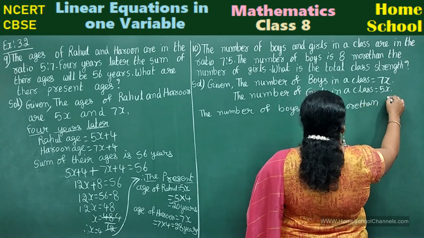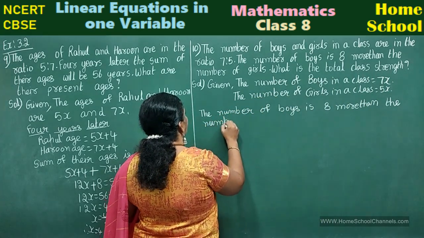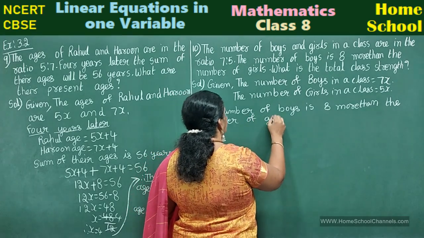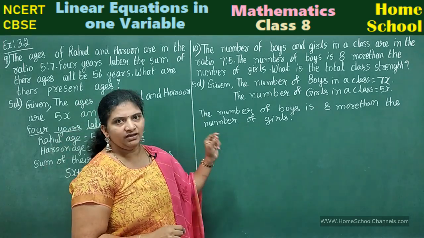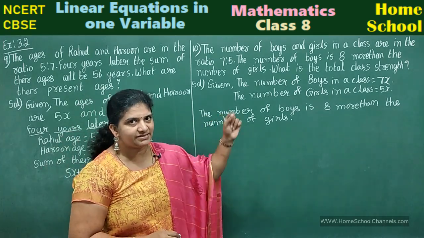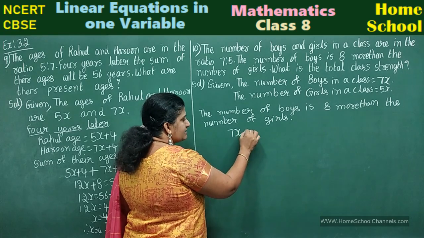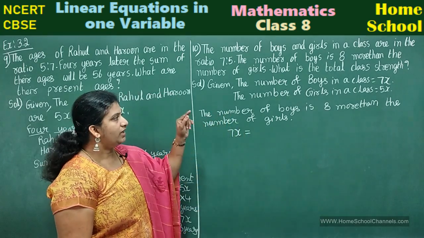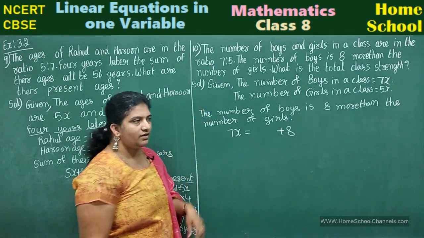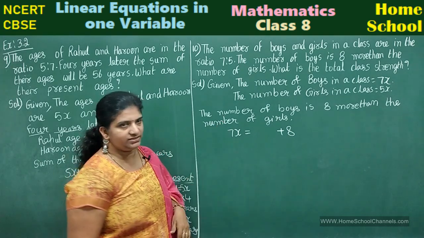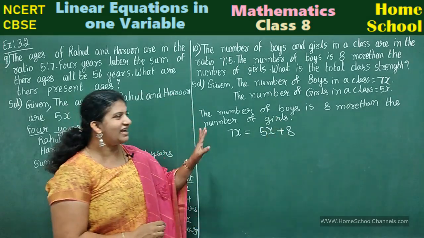This is a statement we need to understand. 8 more than the number of girls. Observe here again. The number of boys is 7x, equal to, okay, 8 more. 8 more means plus 8. 8 more than the number of girls. Girls 5x. Okay. Frame the equation like this, children.